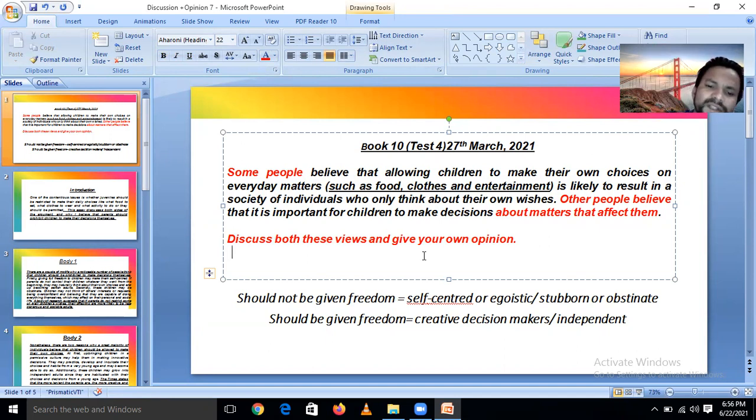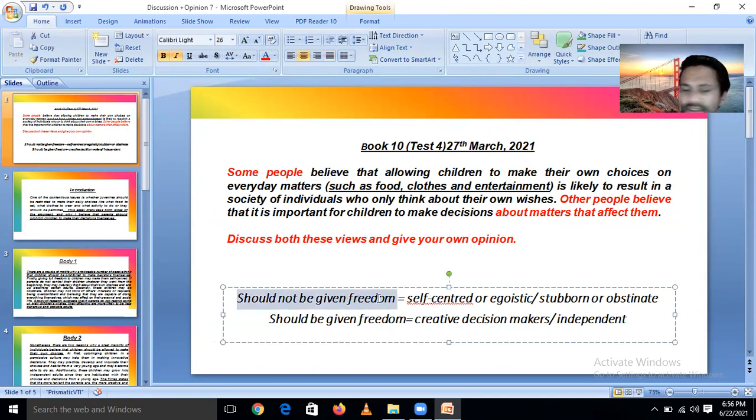Children shouldn't be given this set of freedom. Why? They can become self-centered or egoistic adults, and they can also become stubborn or obstinate children, or adults later. So these are the two points. On the other side, they should be given freedom. Why? They can be creative decision makers and they can be independent. So, two points for two sides.